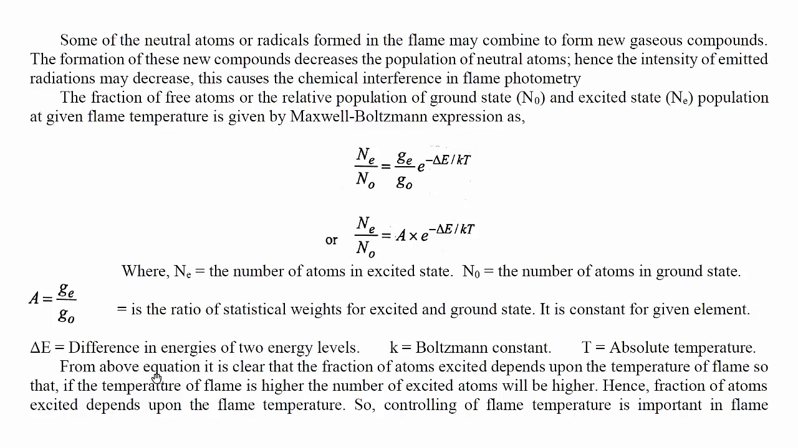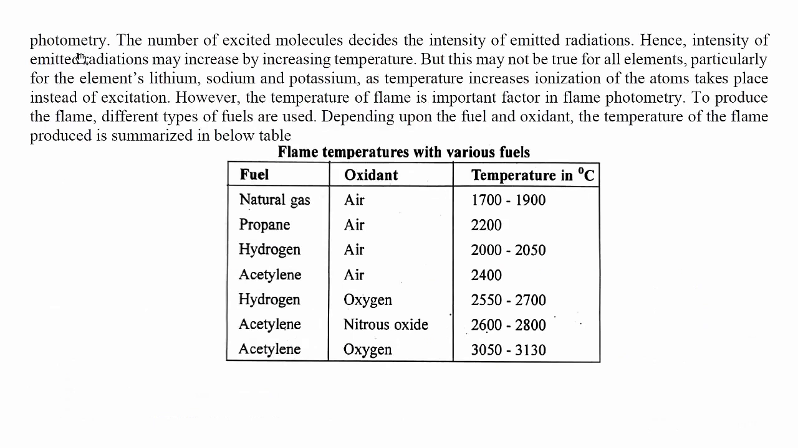From the above equation it is clear that the fraction of atoms excited depends upon the temperature of the flame, so that if the temperature of the flame is higher, the number of excited atoms will be higher. Hence, the fraction of atoms excited depends upon the flame temperature. So, controlling flame temperature is important in flame photometry. The number of excited molecules decides the intensity of emitted radiations. Hence, the intensity of emitted radiations may increase by increasing temperature.